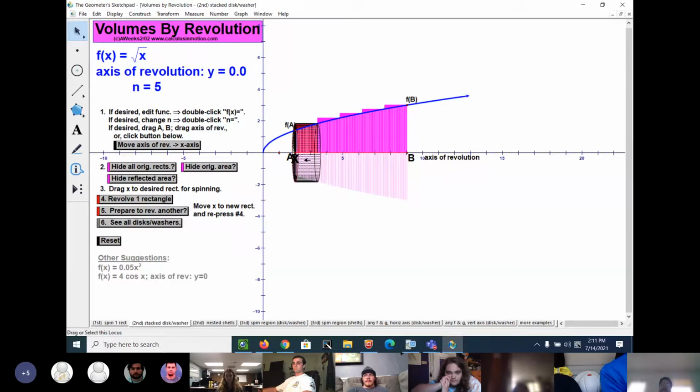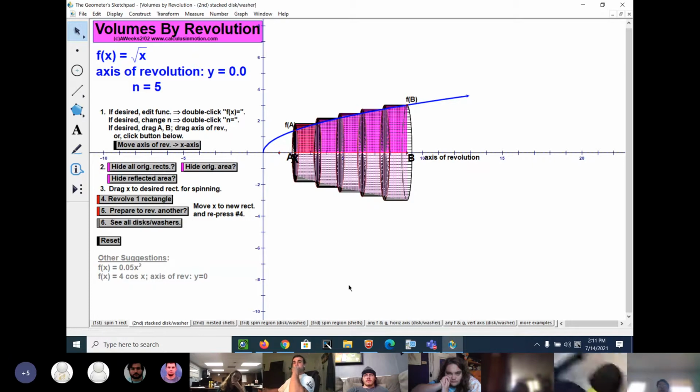Think of it as a hamster wheel, but think of it the width of a hair. And that is what we're doing. We're actually finding the area. I mean, not the area anymore. It's called volume because it's three-dimensional.